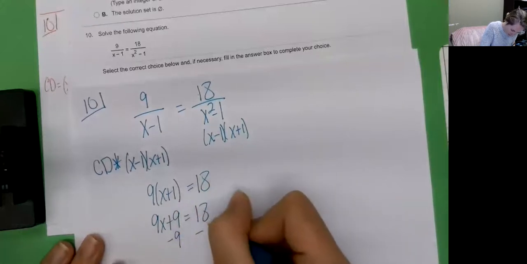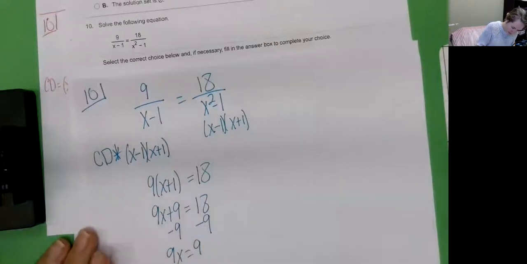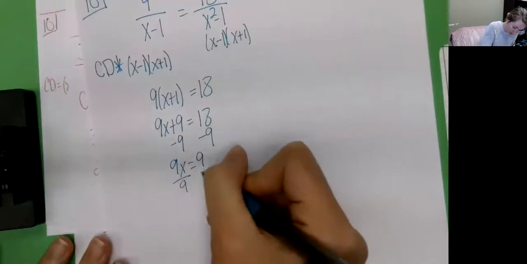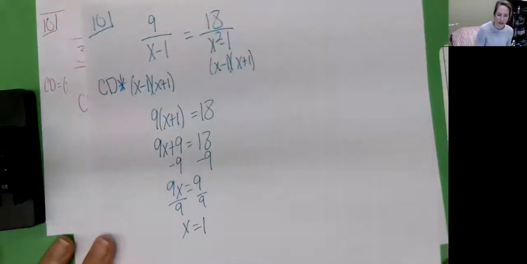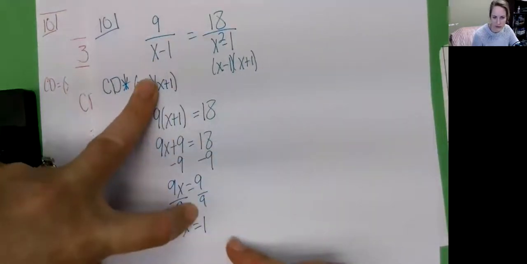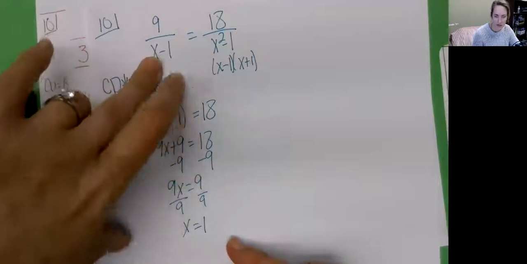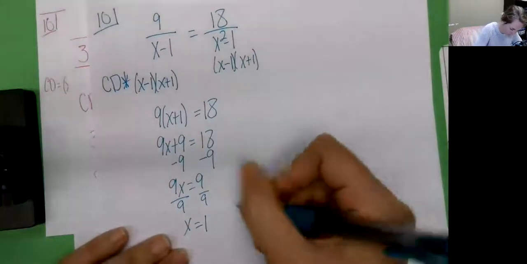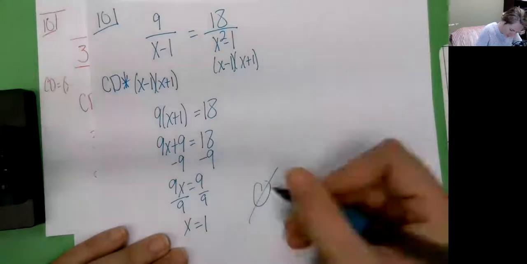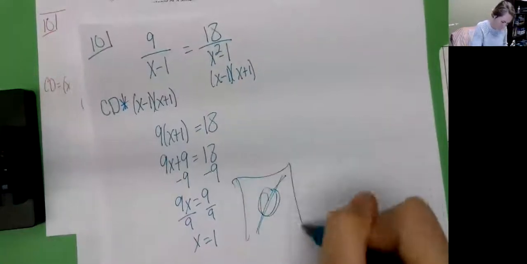Subtract our 9. 9x equals 9. Divide by 9. x equals 1. Check that. 1 subtract 1 is 0. That'd be a 0 on the bottom of the denominator, which would make it undefined. 1 squared subtract 1 is also going to be 0, so this is an empty set.